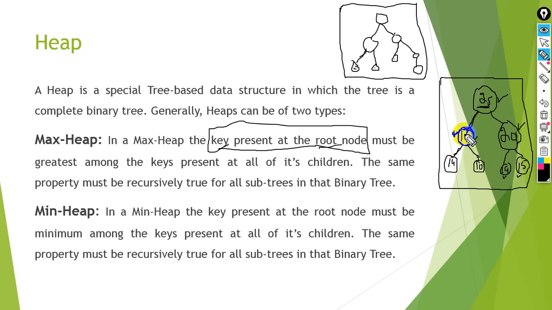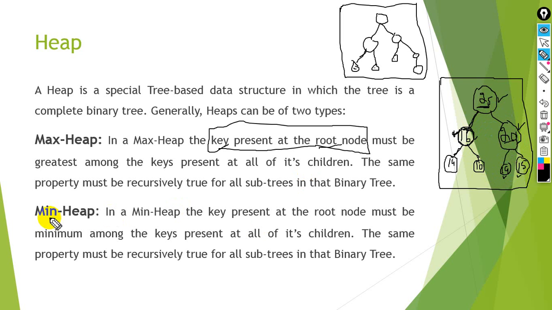So here 16 is in the parent node, 14 and 10 both are in child nodes, so the values in child nodes are less than the value in parent node. The same is true here on the right side. 20 is greater than 19 and 15, so we can say that the values in child nodes are less than the value in parent node. So this is the max heap.